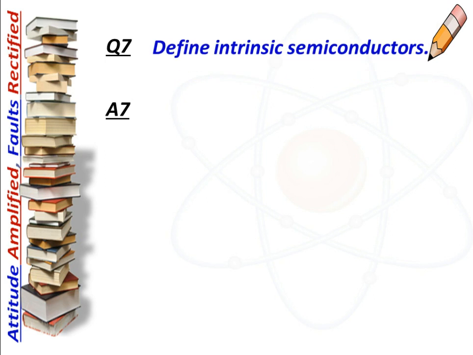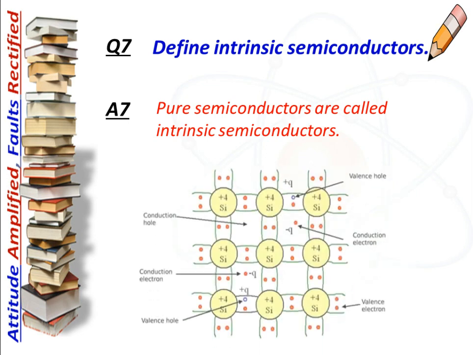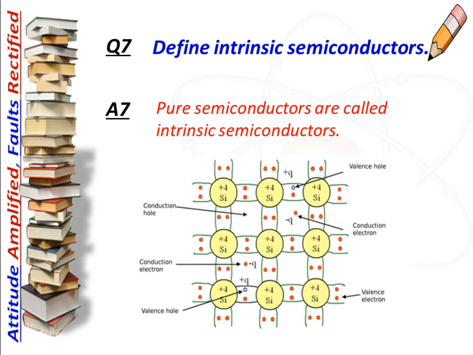Define intrinsic semiconductors. Pure semiconductors are called intrinsic semiconductors. Here is the diagram of intrinsic semiconductor. Here only silicon atom is used. It has 4 valence electrons in the outermost shell.